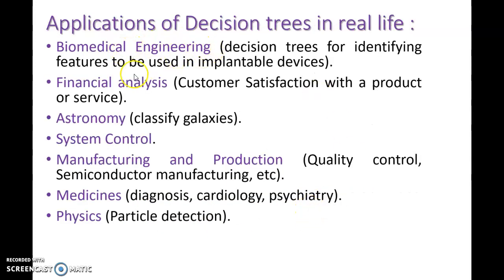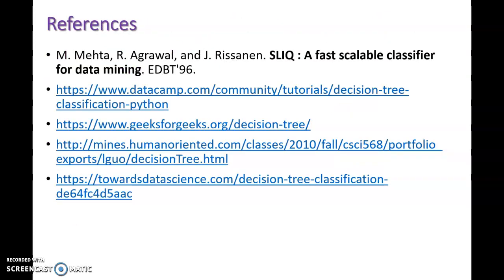Applications include biomedical engineering, financial analysis, astronomy, system control, manufacturing and production, medicine, and physics. These are lots of applications where you can use the decision tree, and today in machine learning scenarios.